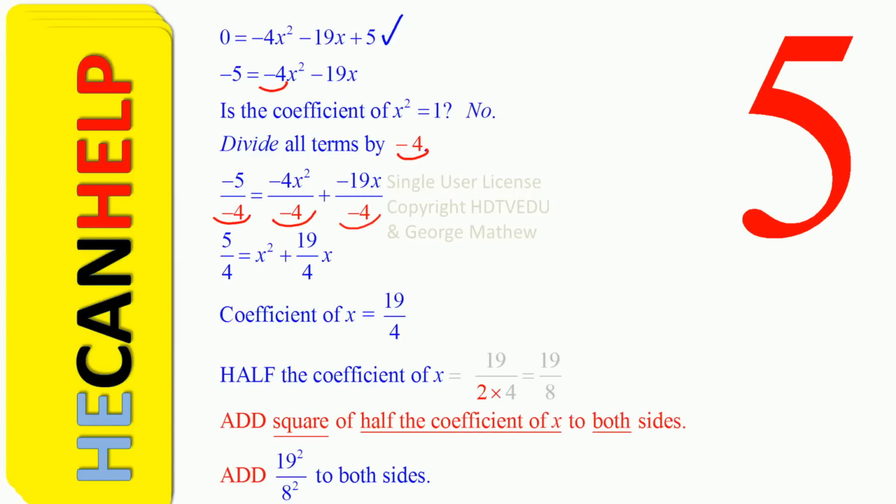What is the coefficient of x squared now? It is just 1. What is the coefficient of x? It is 19 over 4. So take the coefficient of x. What is half of that? It will be 19 over 4 divided by 2, which is same as 19 divided by 2 times 4. So that is 19 divided by 8. Add square of half the coefficient of x to both sides.